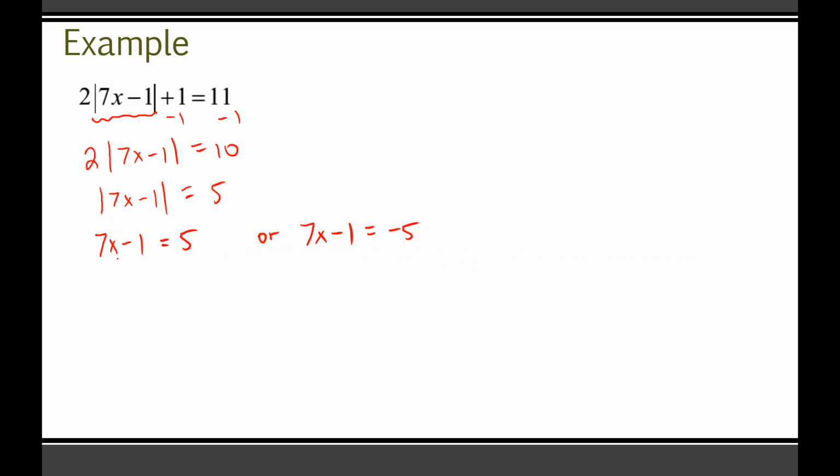We should add 1 on both sides and then divide by 7. So in this case, x is equal to 6 over 7. And in this case, we'd have to add 1, that'd be negative 4 divided by 7. You got x is equal to negative 4 over 7.